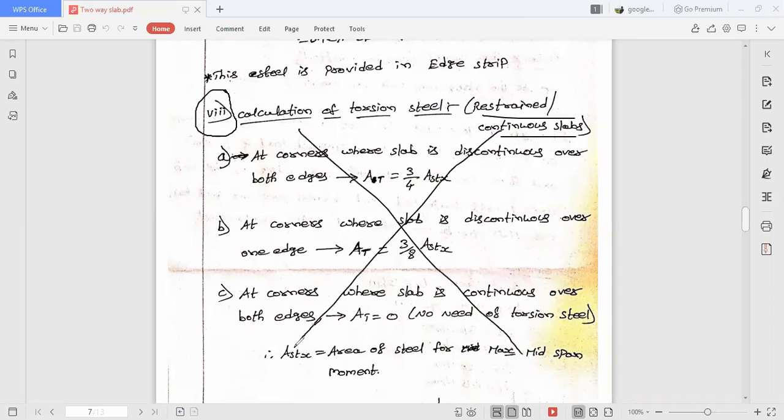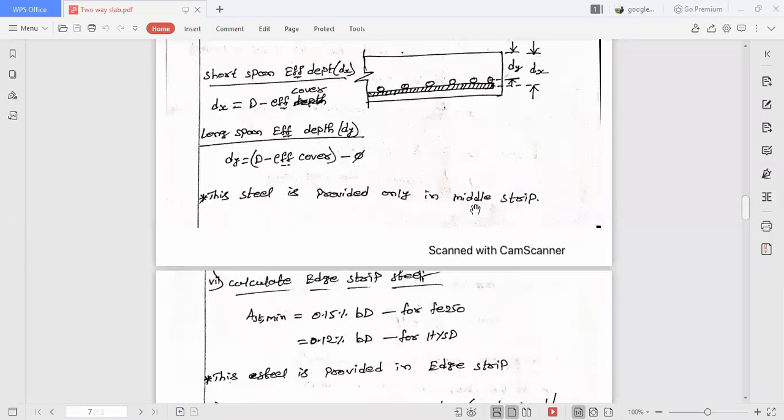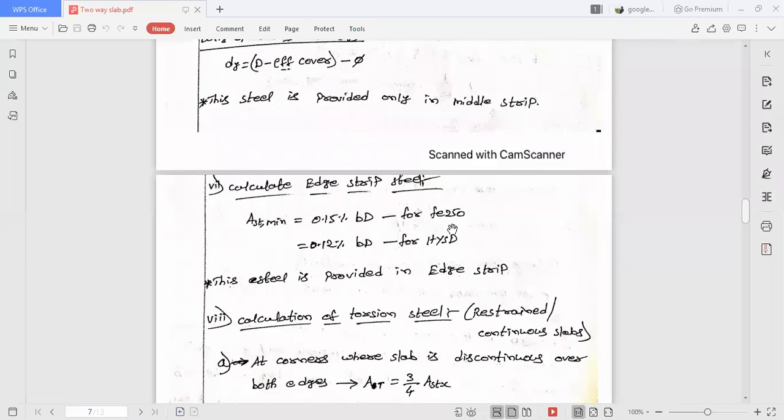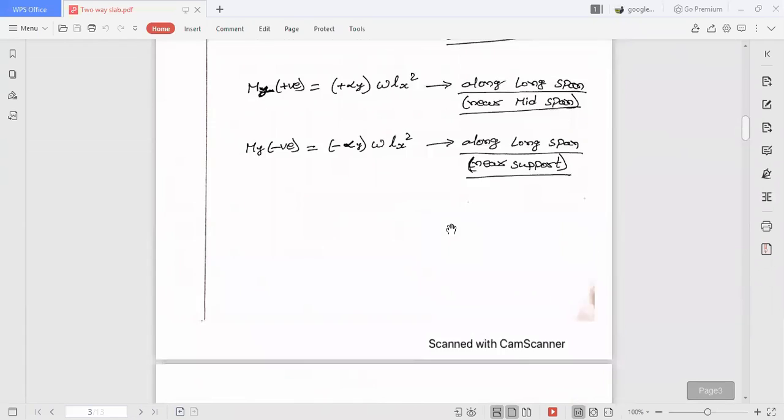Why? Because the corners of simply supported slabs are free to lift. If there is no restriction for lifting, then there is no chance of developing torsion. That's why there is no torsion steel. But in case of restrained slabs, where the corners are restricted from lifting, you will get torsion. So to resist the torsion, we have to provide torsion steel. So this eighth step is only for restrained slabs, not for simply supported slabs.